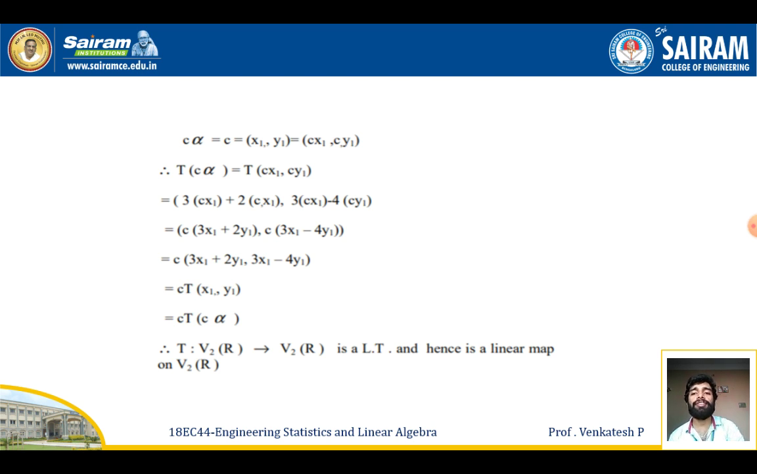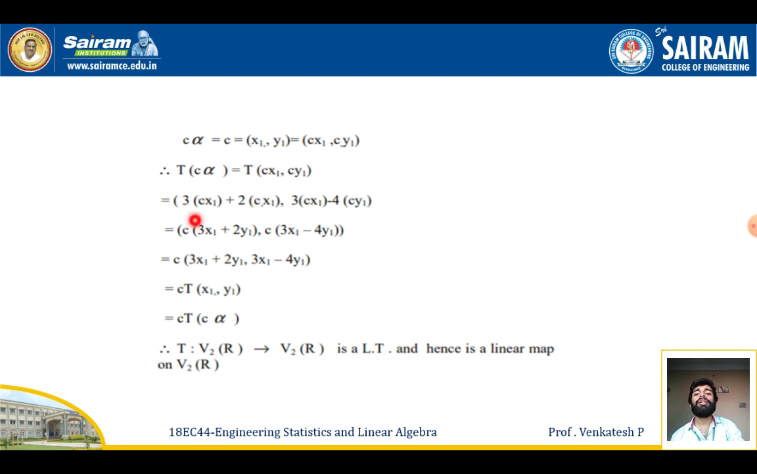I'll be getting c alpha is equal to c times of x1 y1. It will be equal to what? cx1 comma cy1. So now applying the transformation for the equation, I'll be getting T of c alpha is equal to T times of cx1 comma cy1. So now again we have to expand this condition from the given problem. That is 3 times of cx1 plus 2 times of cy1 comma 3 times of cx1 minus 4 times of cy1. Since c is a scalar, I can take c common factor.